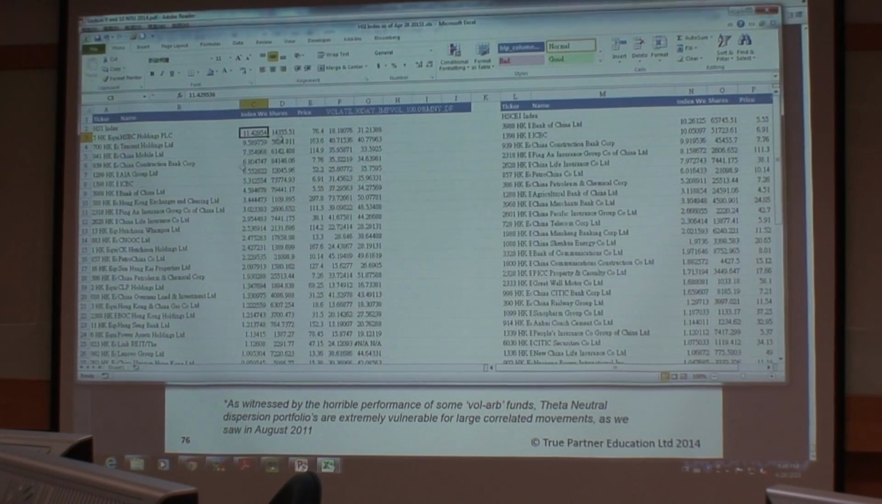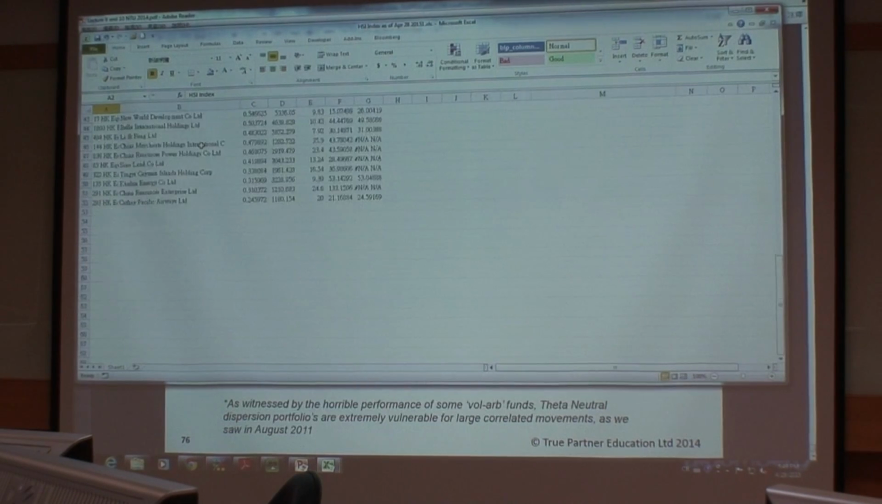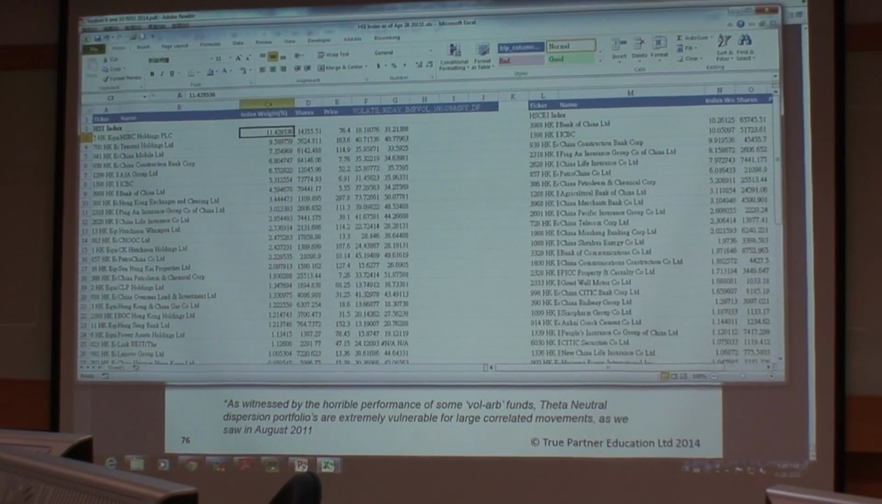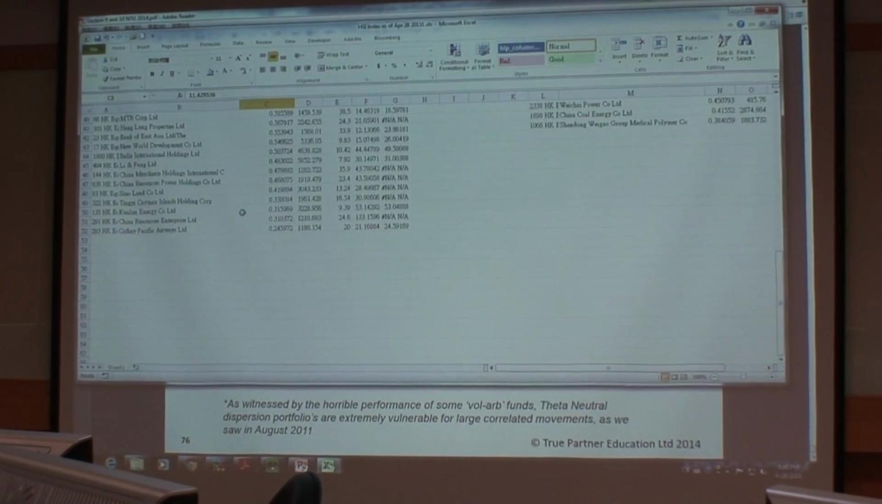What I did from Bloomberg, if you look on the left, you see the Hang Seng Index, the local Hong Kong benchmark, and you see all the component stocks. So over here you see the index weight. The largest stock in Hong Kong now, HSBC at 11%, feeds all the way down to Cathay Pacific with only 0.25%.